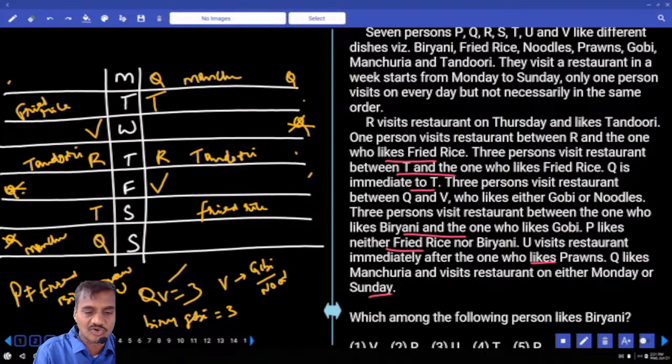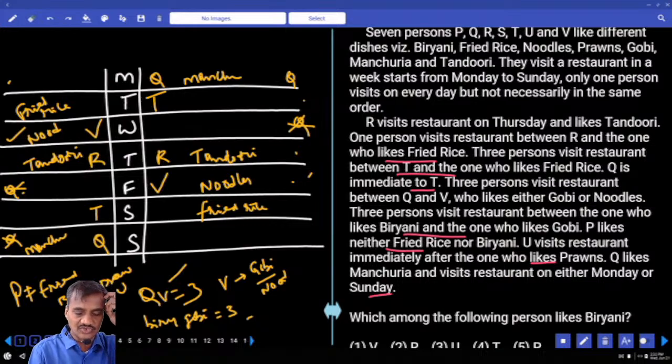Now V likes either gobi or noodles. If V likes gobi, then there are 3 people between gobi and biryani. Is it possible? No. Hence V cannot be gobi. If you take V at this place as gobi, 3 in between gobi and biryani is ruled out. Hence V must be noodles here as well. V is noodles.